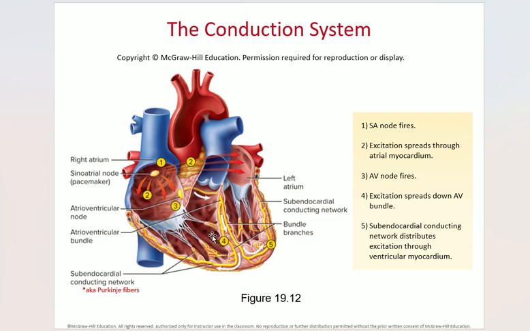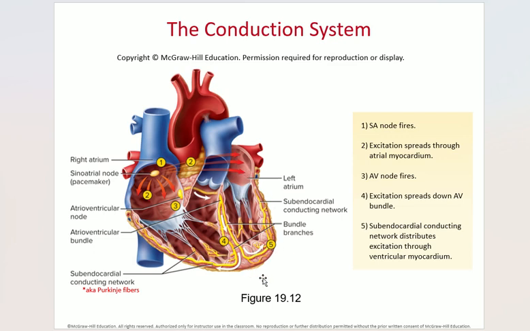So the bundle goes down through the center of the septum and it splits at the bottom of the heart and goes up both sides of the heart. So bloop, going back up both sides of the heart through a subendocardial conducting network, which we are not going to call that. We're going to call them Purkinje fibers that distribute this through the ventricular myocardium, right? And over and over and over again.